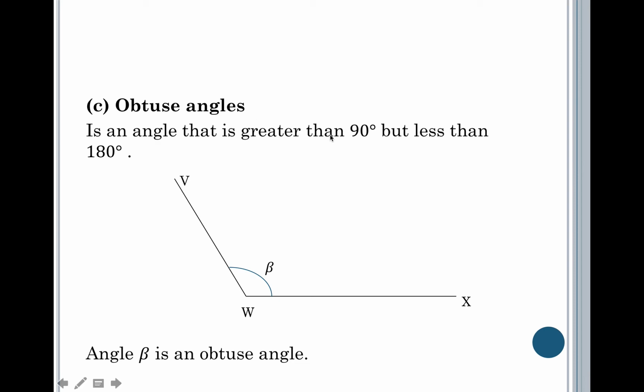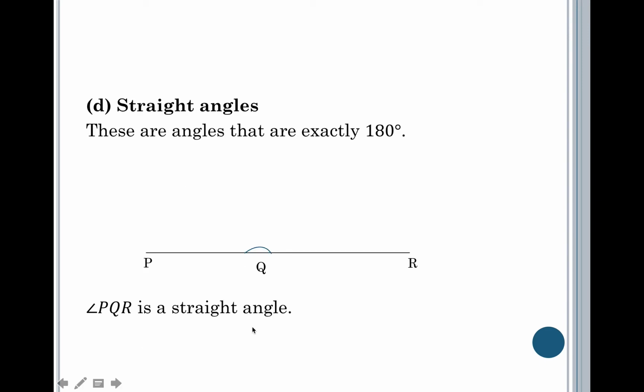An obtuse angle is going to be greater than 90 degrees, but less than 180. So this one has a representation of a symbol. This symbol angle is an obtuse angle because it's greater than 90 degrees. A straight line is going to be exactly 180 degrees. You see this little hump right here? That's letting me know that I'm talking about this angle. This angle is a straight line, so it's going to have 180 degrees. So PQR is a straight angle.